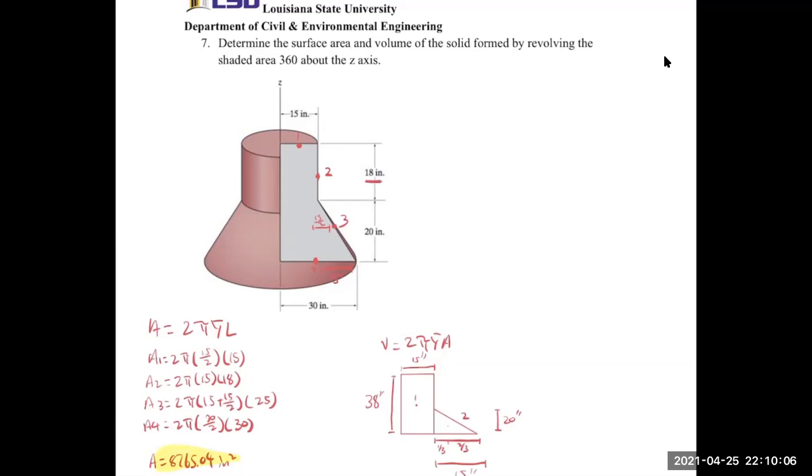And the A3 is 2 pi multiplied by this 15 right here, plus this 15 divided by 2, because the bottom length is 30 inches and the top one is 15, which means that this point and this point will be 15 inches too, right? And then the centroid for 3 is right here, so that would simply be that 15 plus the 15 divided by 2. So that's the y bar.